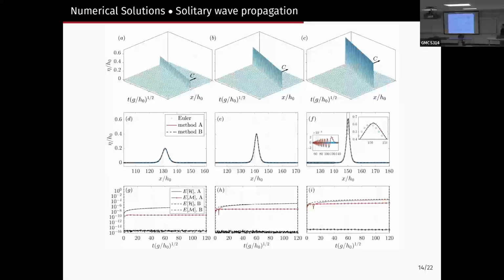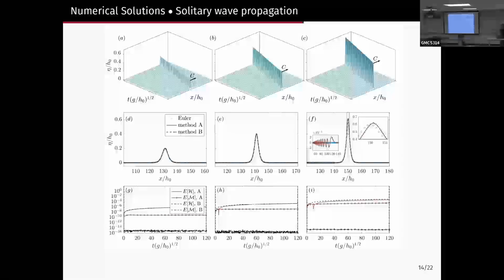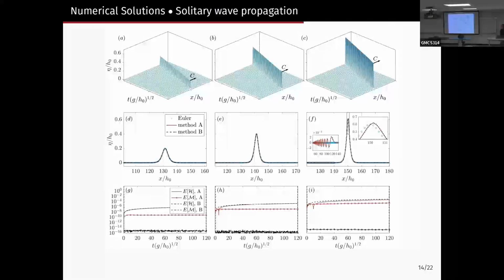So the first test that we usually do in this kind of modeling is that we take an initial solitary wave and we let it propagate for a long time, and we increase its amplitude, that is, we increase the nonlinearity, and see how well our equations propagate and how stable the solitary wave is as it propagates through our equations.